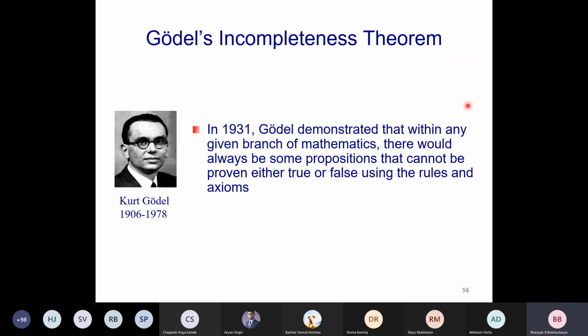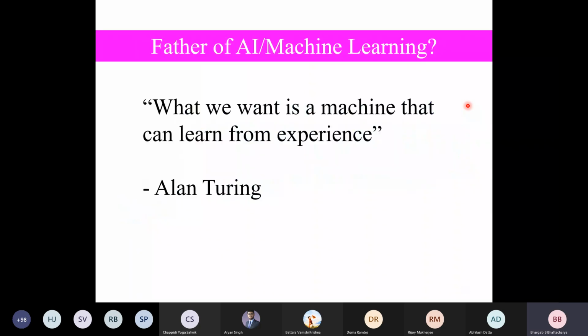Well, now let us move into the architectural space. Another thing is that today we are talking about artificial intelligence and machine learning, but long ago Turing introduced this concept. He asked this question: what you want is a machine that can learn from experience, right? So today we are conceiving machines which can learn by themselves, like reinforcement learning and so on. But long ago this was conceived by Turing himself.